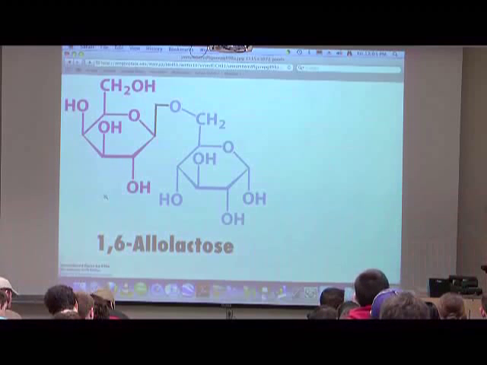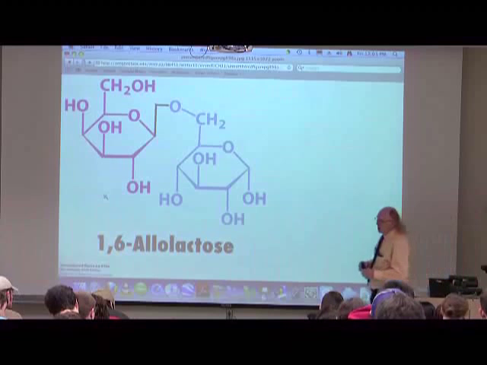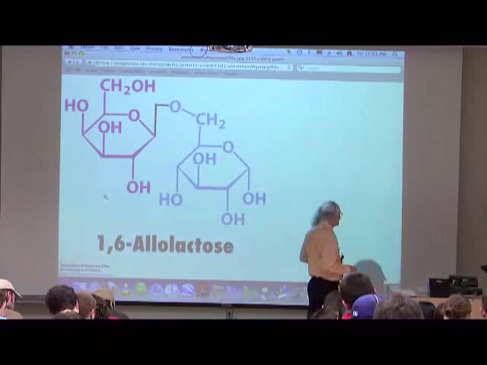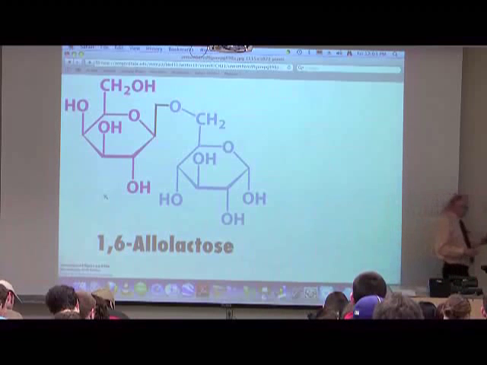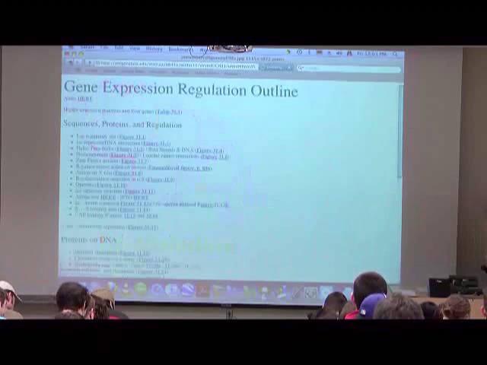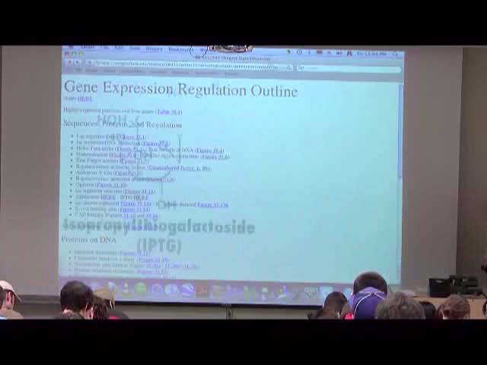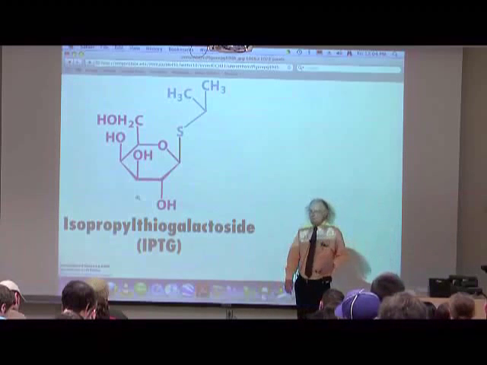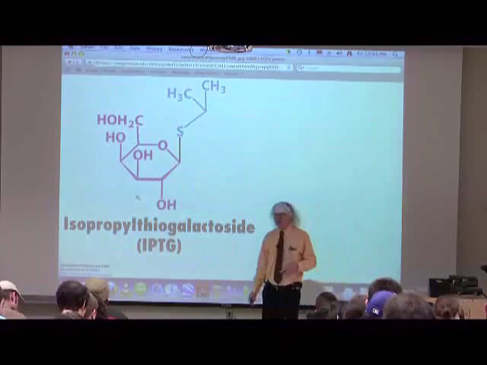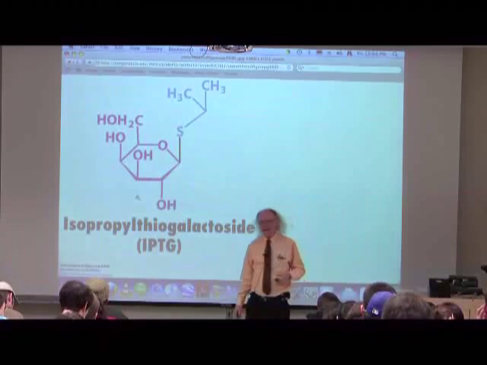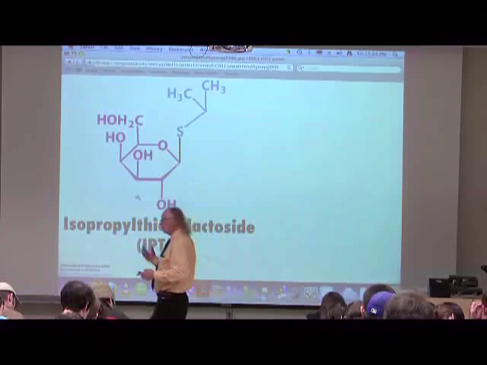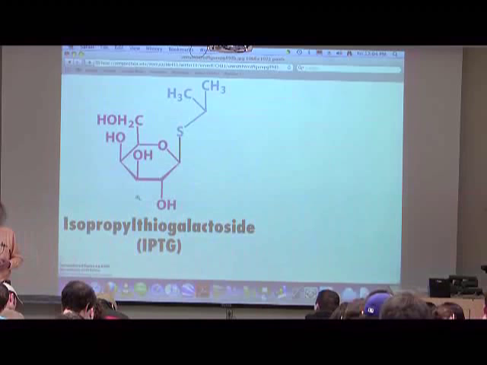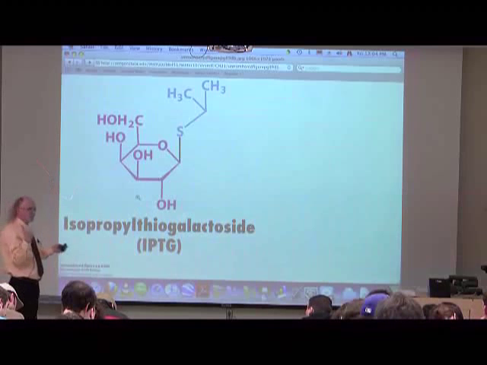And what IPTG does is it also can bind to the Lac repressor. Now, IPTG is not lactose. It's not allolactose. In fact, it looks like this. Okay? A portion of it that binds to the repressor looks enough like lactose and allolactose that the repressor will, in fact, bind it and transcription will be initiated. So the repressor can't bind to DNA when it's bound to IPTG.